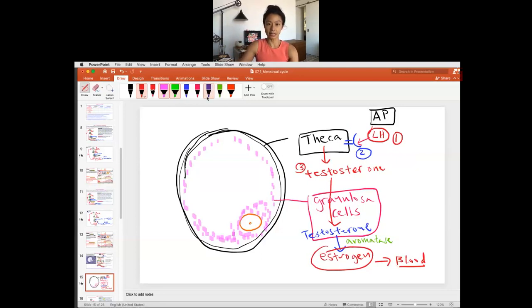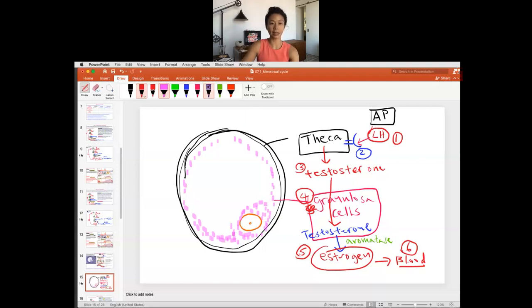Let's keep numbering this. Step one is LH release, binding to the LH receptor on the theca. Theca cells produce testosterone. Testosterone is bound up by granulosa cells at step four. Granulosa cells take the testosterone and convert it to estrogen at step five. And estrogen is what goes into the blood and causes the different changes. So that is the process of making estrogen.